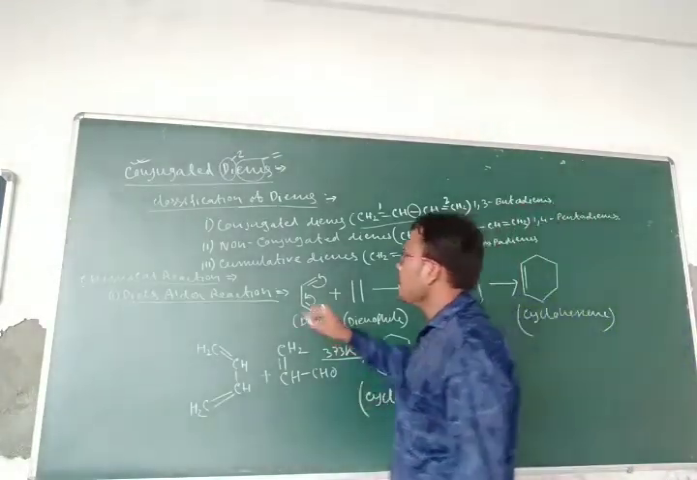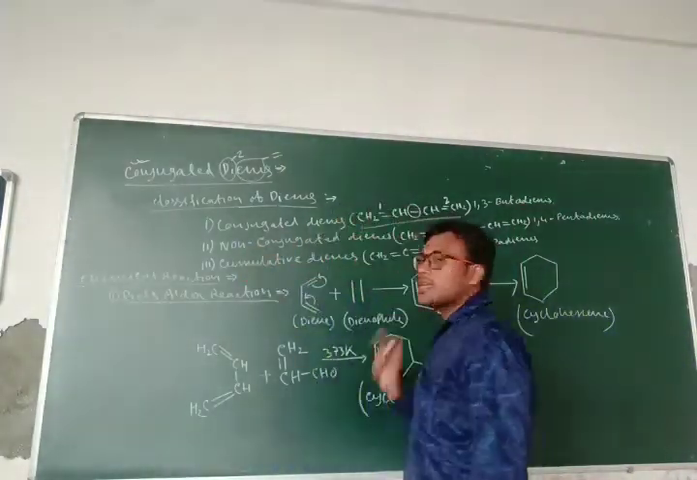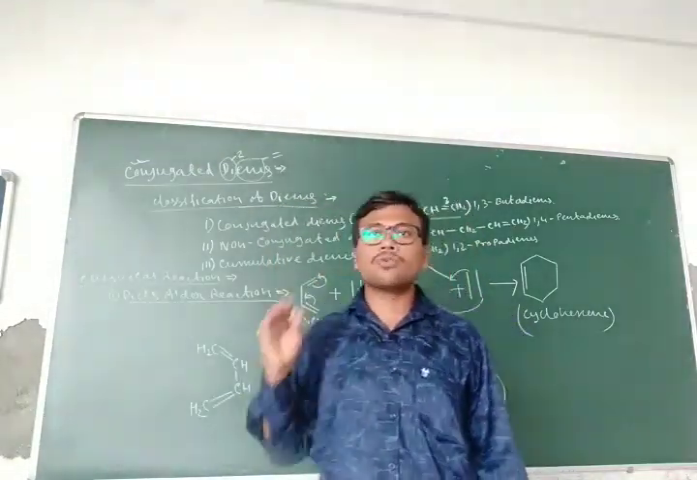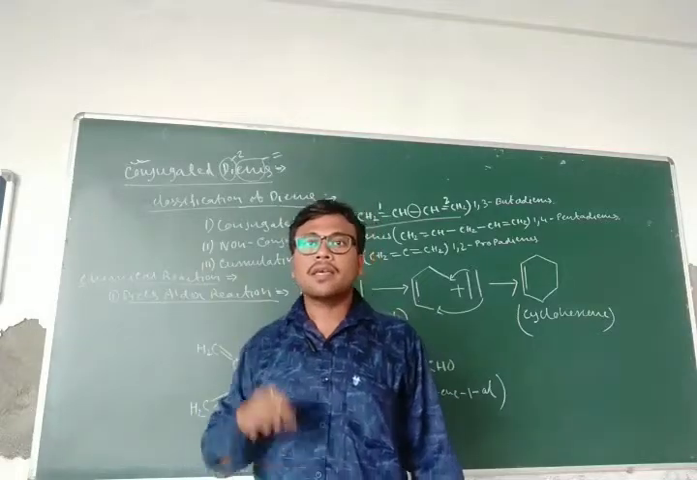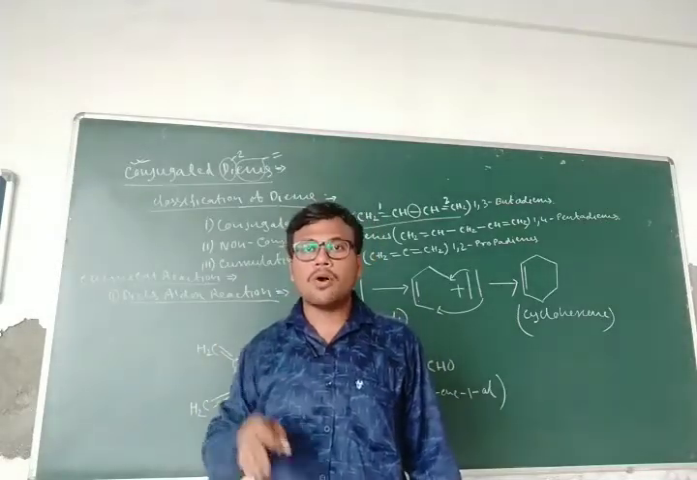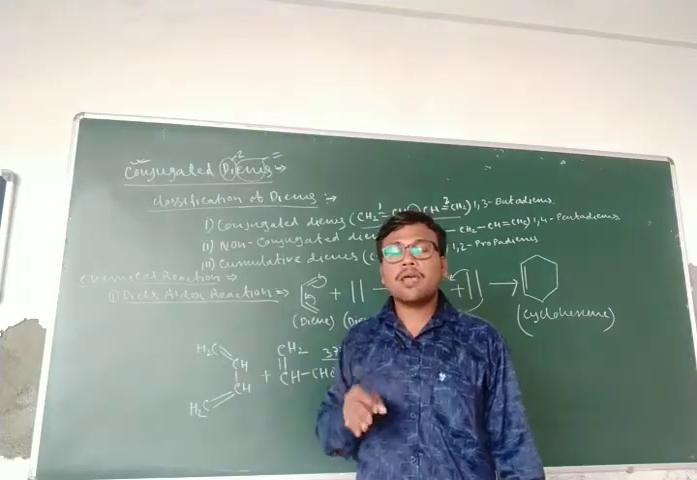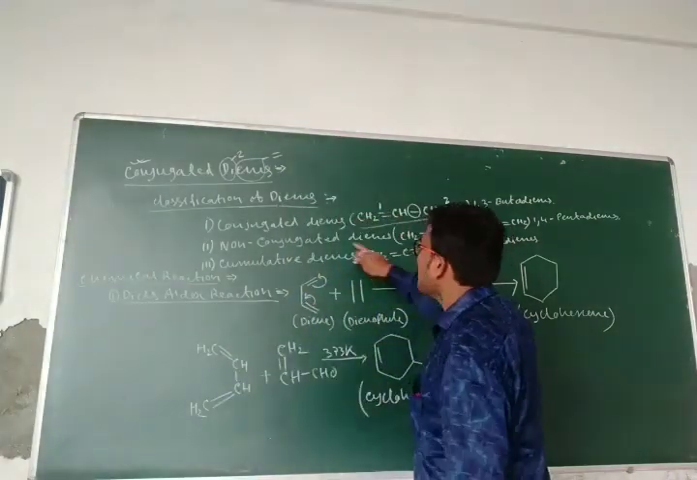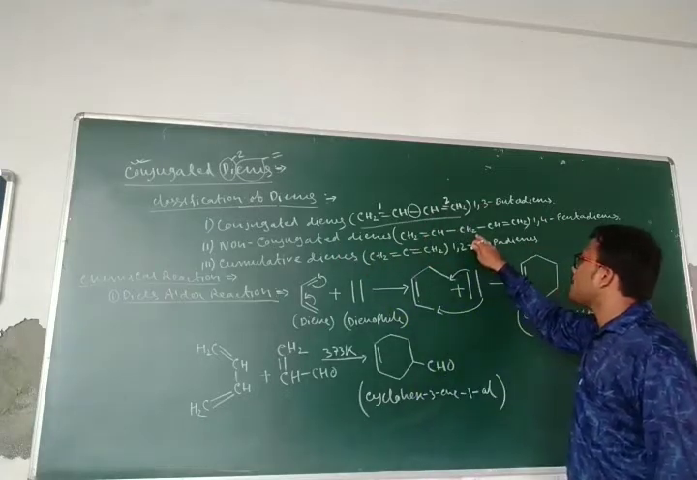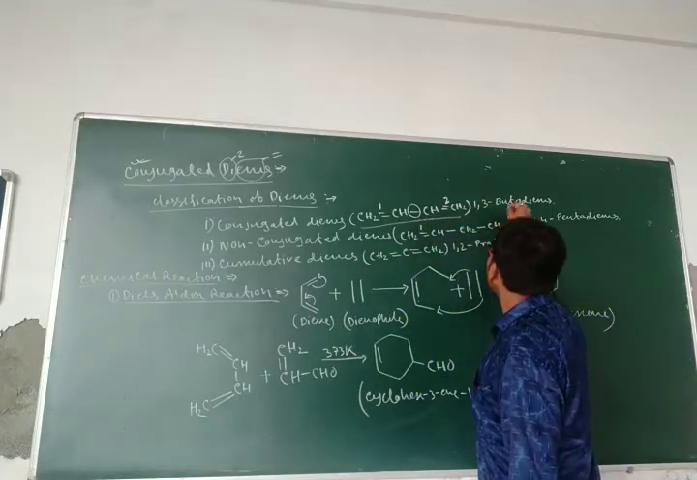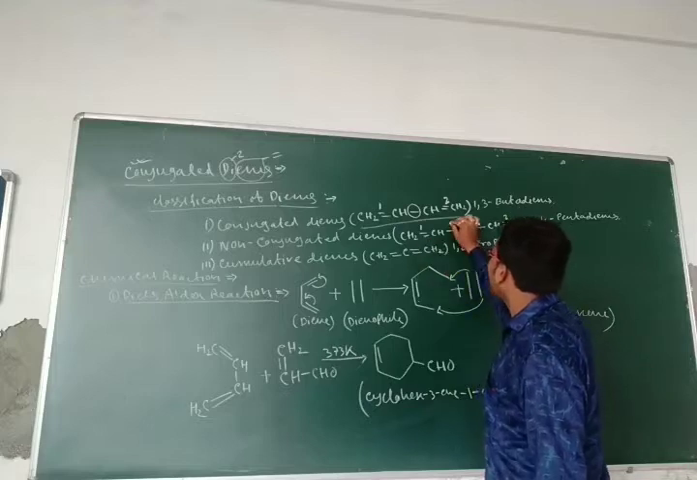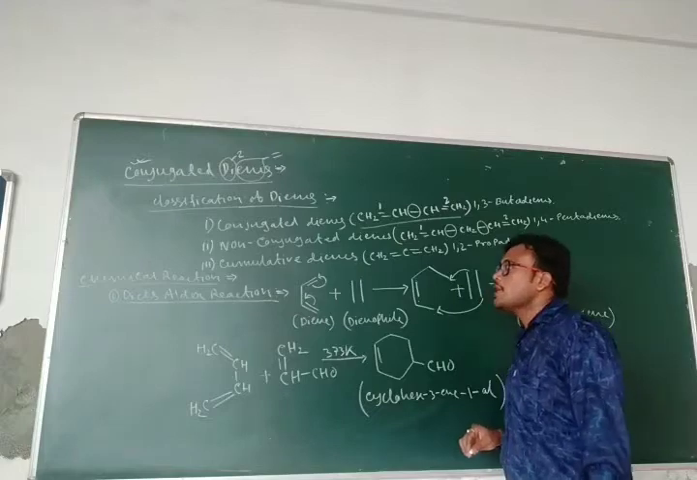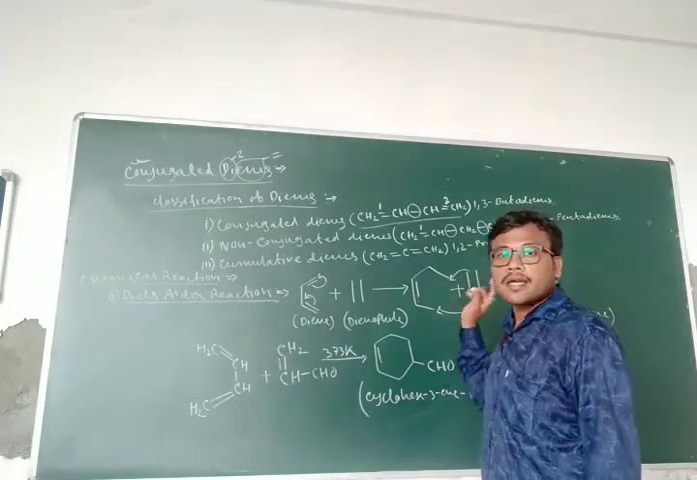Next is non-conjugated dienes. What are non-conjugated dienes? Non-conjugated dienes are also called isolated dienes. Dienes in which two double bonds are separated by more than one single bond. The example of a non-conjugated diene is 1,4-pentadiene. Here two double bonds are separated from each other by two single bonds. That's why it is called a non-conjugated diene.